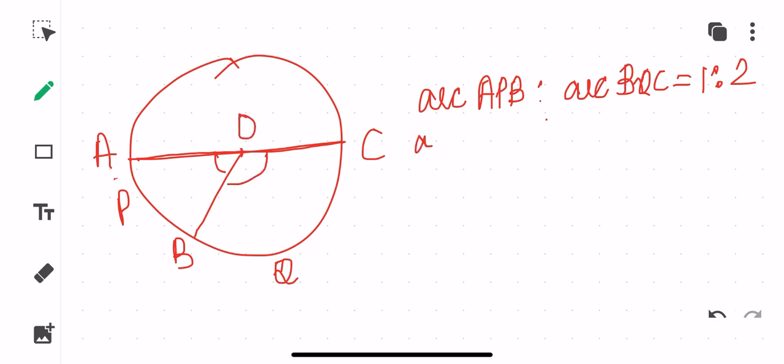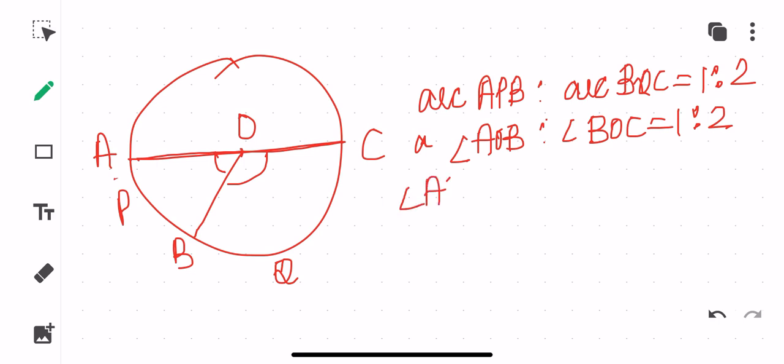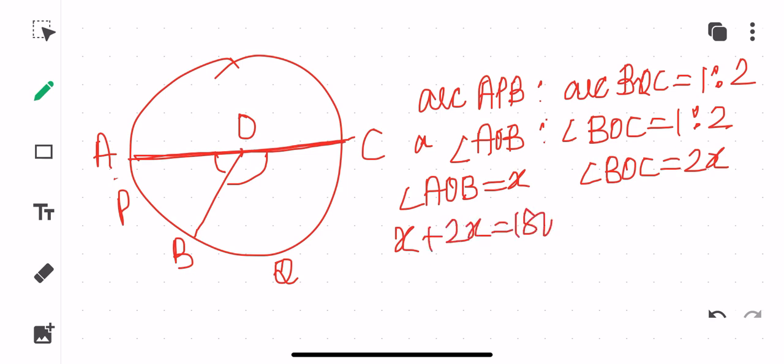You will write that arc APB is to arc BQC is 1:2. So it is understood, children, that arc APB is subtending angle AOB, and angle AOB is to angle BOC will be equal to 1:2. Then, using a common ratio, you can take AOB as x and BOC as 2x. Since they are saying it is the diameter, it is understood that it subtends an angle of 180 degrees. So x plus 2x is equal to 180, so 3x is equal to 180, so x is equal to 60. So this will be 60 and this will be 120.